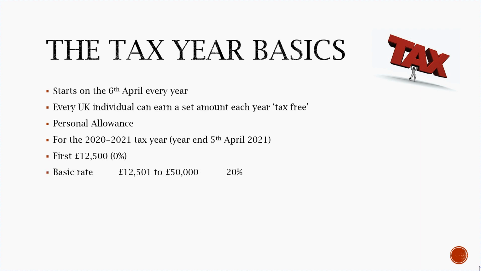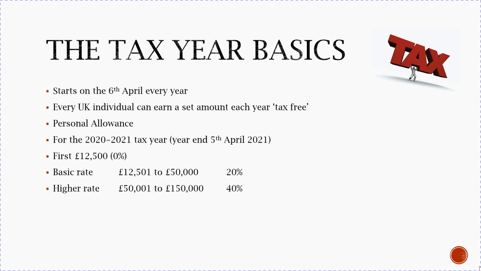Everyone's allowed. Now, anything above that, the basic rate of tax is applied. So if you earn £12,501, it's the amount above the £12,500 that gets taxed. So if you were £1 above it, there's a tax to pay at 20%. So on £1, you'd be paying 20 pence.